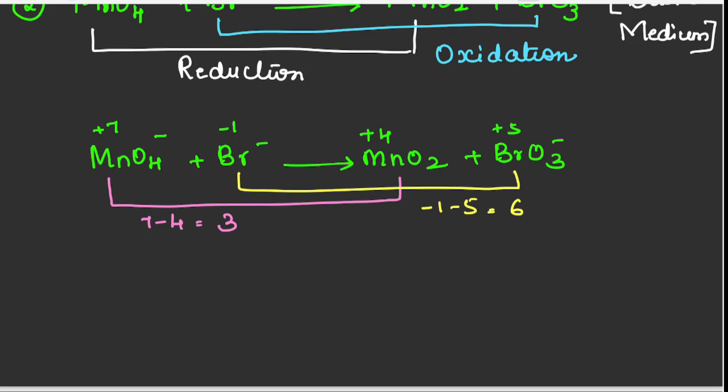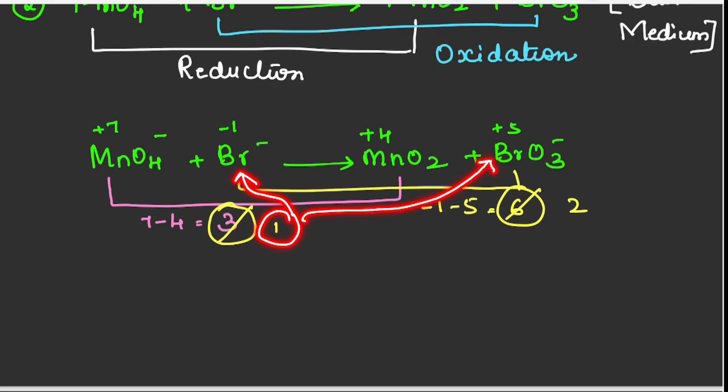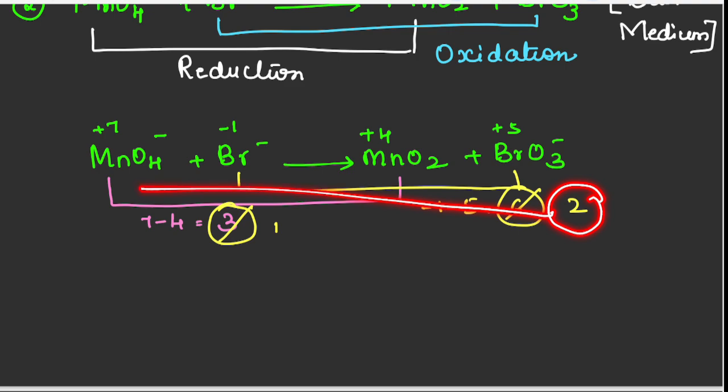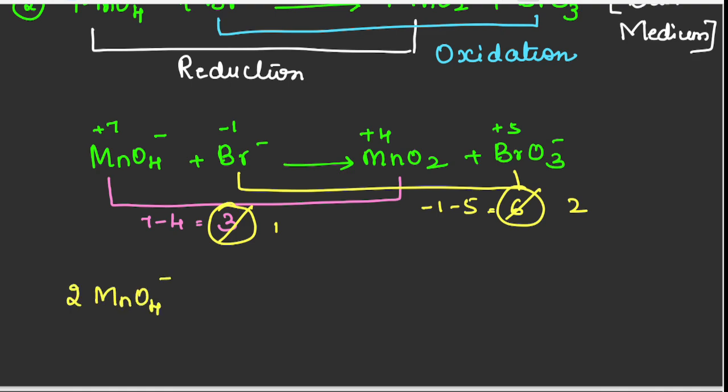Now if it is a number which has a common multiple, 3 and 6 you will get in the 3 tables. So 3 ones are 3, and here 3 twos are 6, so you can cancel the 3. Now you have to cross multiply. 1 you have to multiply with bromine, 1 into Br and 1 into BrO3 minus. This 2 you have to multiply with Mn, MnO4 minus 2 times and MnO2 2 times. So let us multiply: 2 times MnO4 minus plus 1 time Br minus, giving rise to 2 times MnO2 plus BrO3 minus.